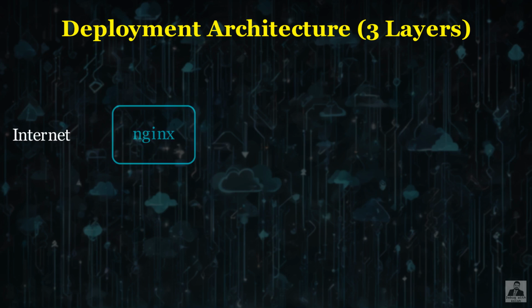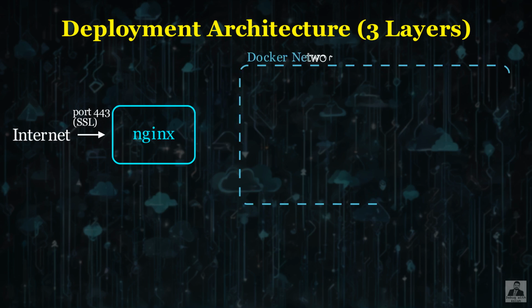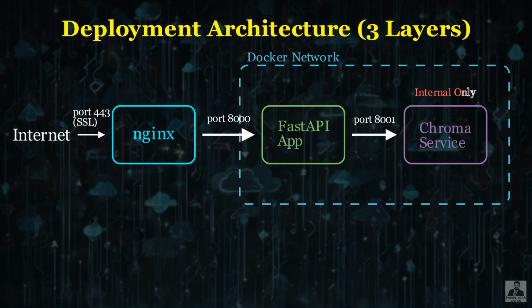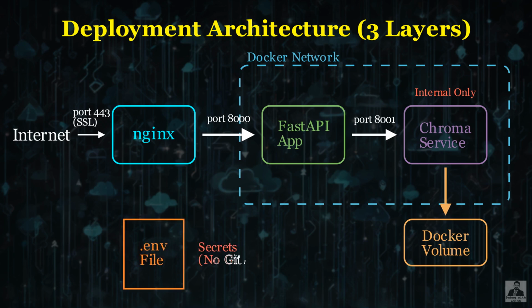nginx sits in front and handles incoming traffic on port 443 with SSL. It proxies requests to the FastAPI app running on port 8000 inside the Docker network. The FastAPI app talks to a Chroma service on port 8001, which is not exposed to the internet at all. Chroma data lives on a named Docker volume, so it survives container restarts. Secrets are loaded from a .env file that never gets committed to version control.